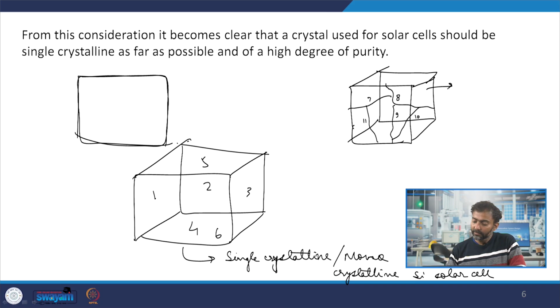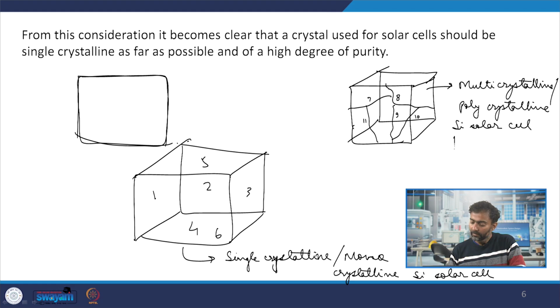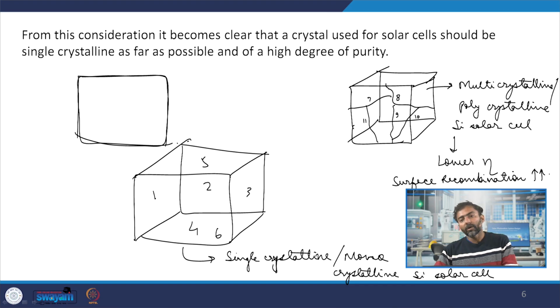This type of solar cell is what we call a multi-crystalline solar cell. Multi-crystalline, or another name is polycrystalline. Both mean the same thing: more than one crystal in a solar cell. If you have a multi-crystalline or polycrystalline silicon solar cell, this will usually have lower efficiency. Why? Because the surface recombination is higher here. So that is always there.